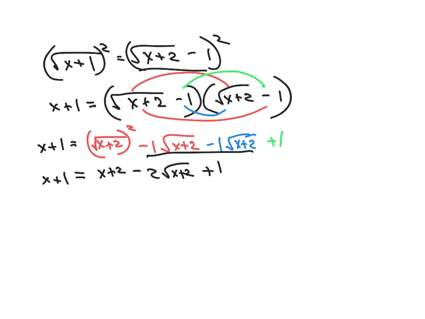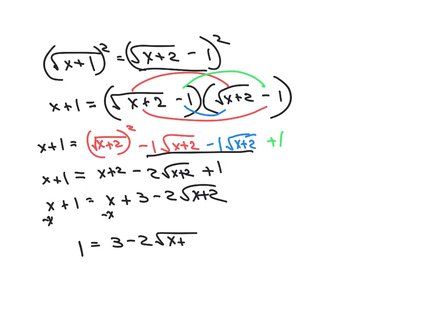Now we continue to combine like terms. x plus 3 minus 2 square root of x plus 2. Then we start subtracting things and get everything the way we need it. So we are going to subtract x, and we have 1 equals 3 minus 2 square root of x plus 2.